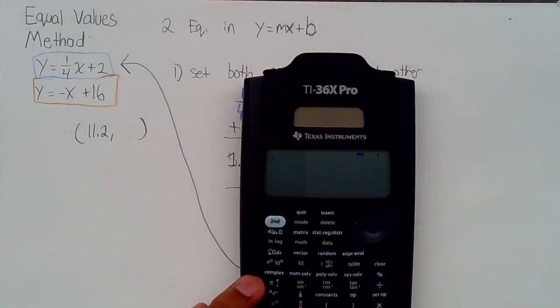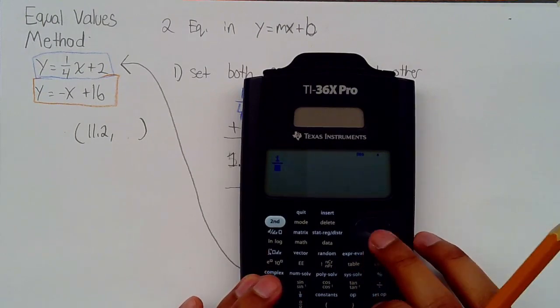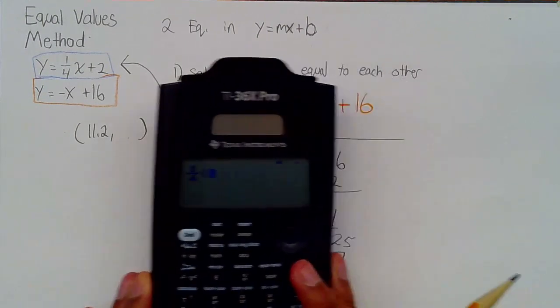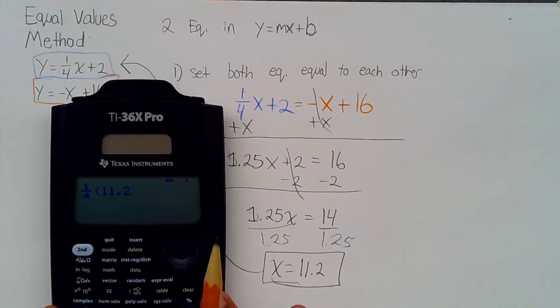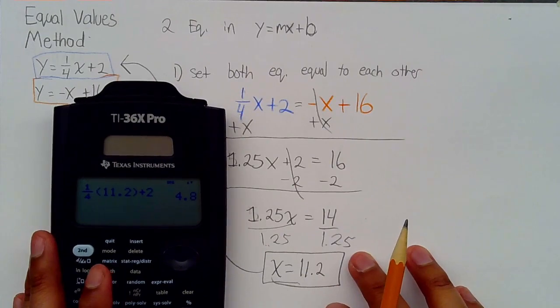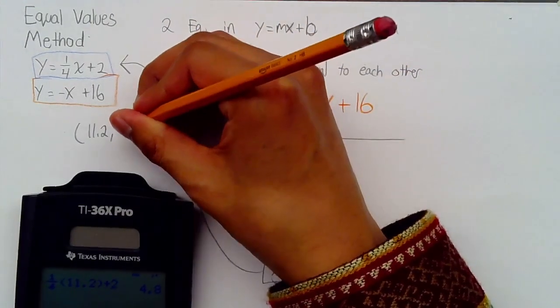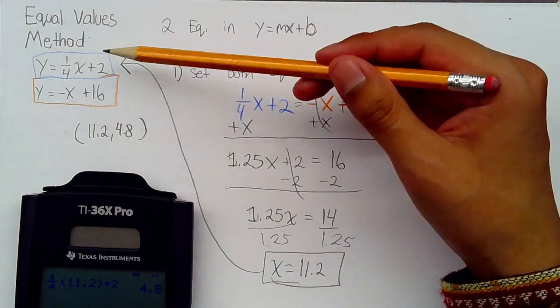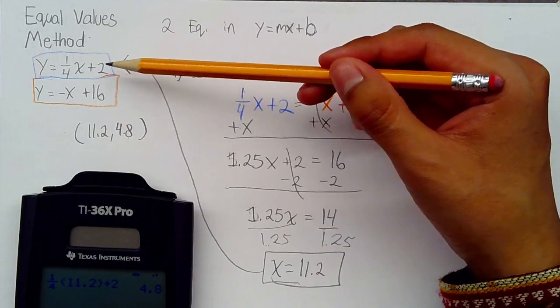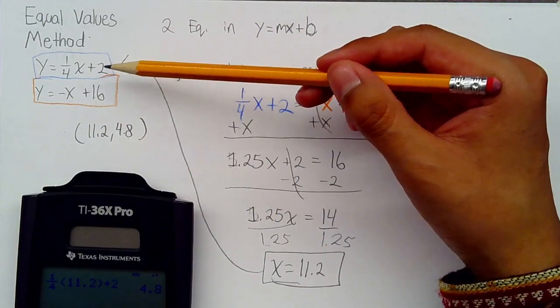Let's see, 1/4 parentheses 11.2. Close that parentheses. Do not forget your parentheses. I'll make you repeat it 100 times if you forget your parentheses. Plus 2. Just go ahead and hit enter, and then boom. Now we know what our y value is. 4.81. Now what I want you to do is I want you to always use the top equation to solve for y.